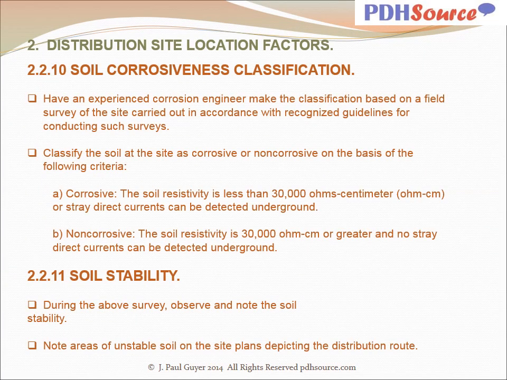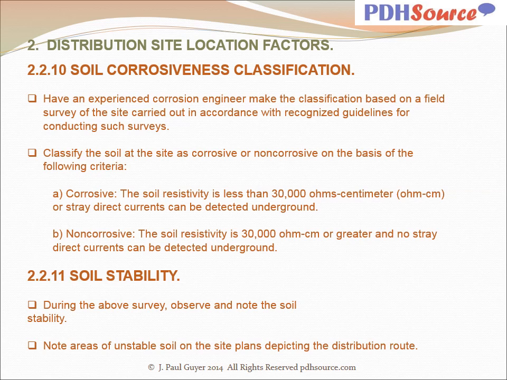Have an experienced corrosion engineer make the classification based on a field survey of the site carried out in accordance with recognized guidelines for conducting such surveys. Classify the soil at the site as corrosive or non-corrosive on the basis of the following criteria. Corrosive: the soil resistivity is less than 30,000 ohm centimeters, or stray direct currents can be detected underground. Non-corrosive: the soil resistivity is 30,000 ohm centimeters or greater, and no stray direct currents can be detected underground.